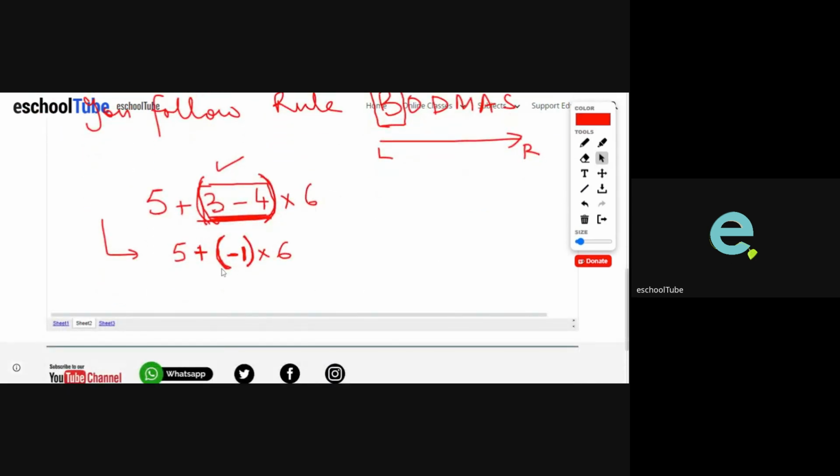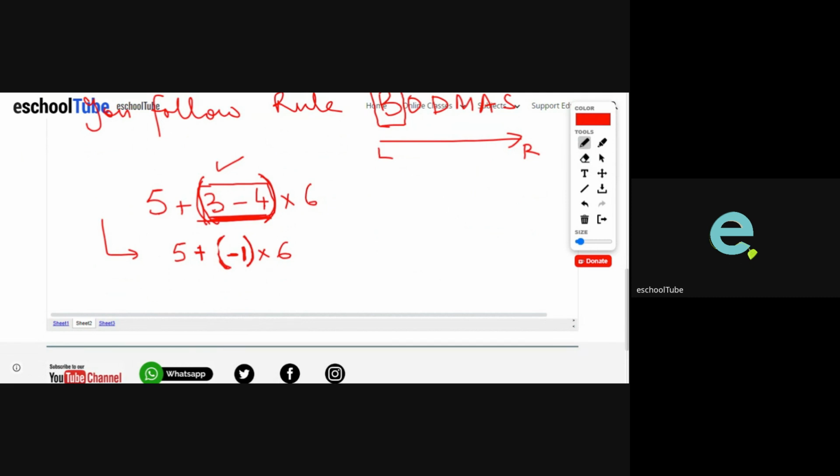Now again you still have a bracket. Now you have to remove this bracket. How will you remove the bracket? Bracket means, what is outside the bracket? It is plus. But plus means +1. You can only remove this bracket when you multiply this +1 with -1.